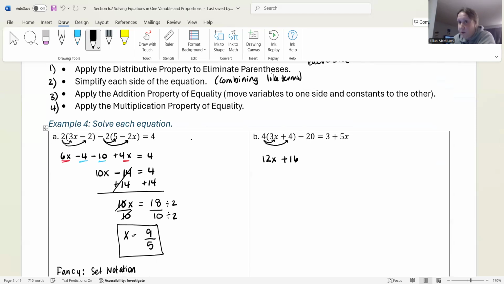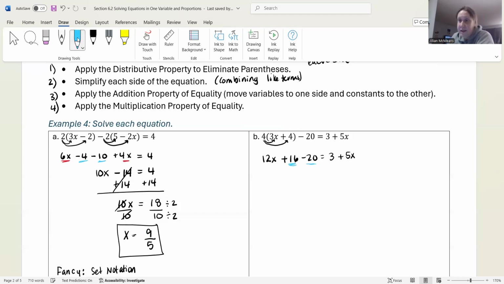And then just rewrite the rest of the equation. So I have minus 20 equals 3 plus 5x. Okay. Now on the left, we want to simplify it as much as we can. We want to simplify it to where we have at most one variable term and at most one constant term. Well, luckily, we only have one variable term on the left. So we just need to simplify our constants.